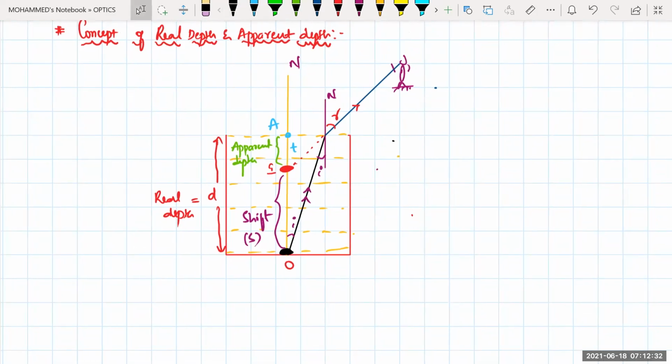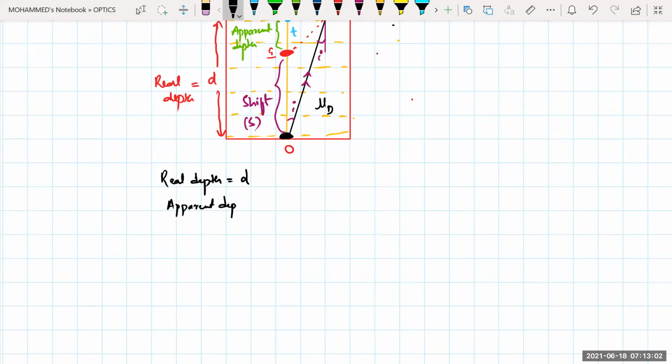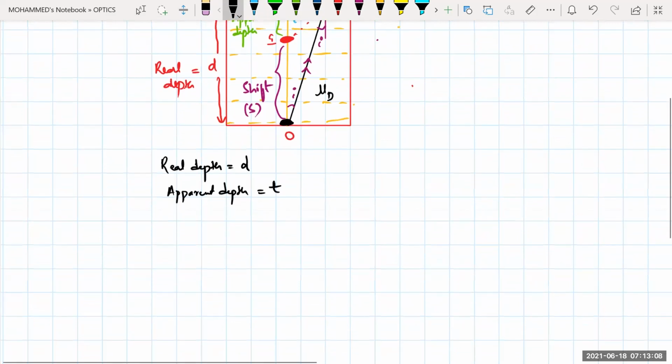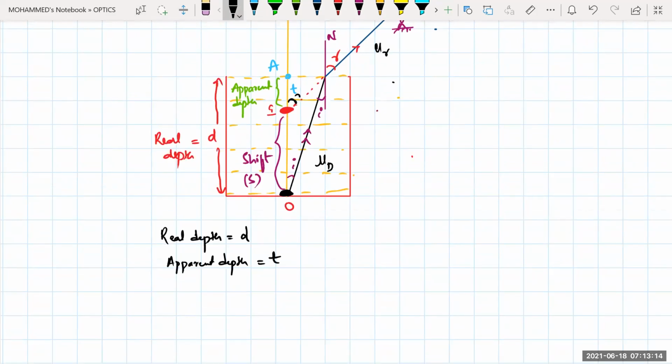You are seeing in the air, so this is the refractive index of your rarer medium, and this is the refractive index of your denser medium, that is nothing but mu d. This is the refractive index of the denser medium. So what is your real depth here? I'm writing it in detail. The real depth is represented by d, or we can represent it by t also, no problem. Apparent depth is equal to t. Now theta is very, very small. The angle of incidence, whatever you're taking, is very, very small. If this is r, you know that this one is also equal to r.